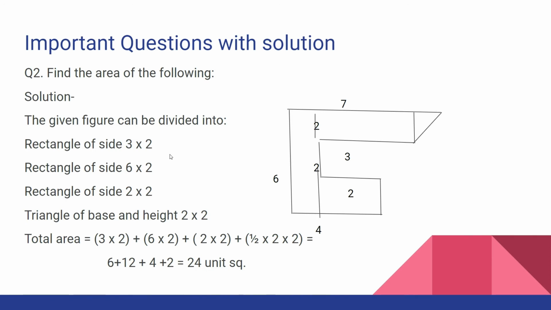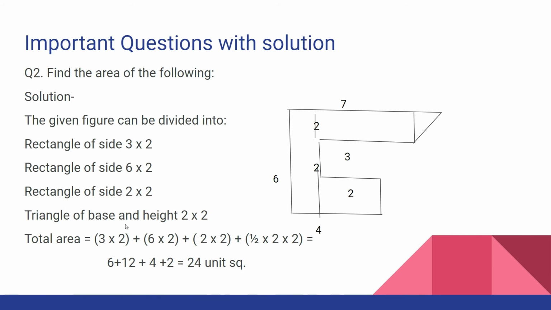In this we have a rectangle of side 3 into 2 and a rectangle of side 6 into 2, which will be given by 4 minus 2 is equal to 2. Alright, and a rectangle of side 2 into 2 and a triangle of base, which will be equal to 7 minus 3 minus 2, which will be equal to 2, and height 2.